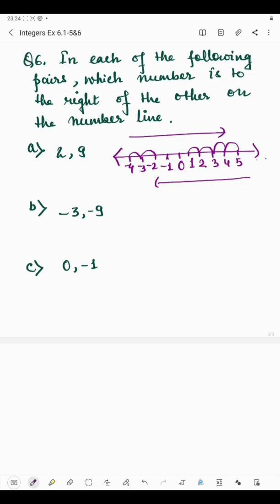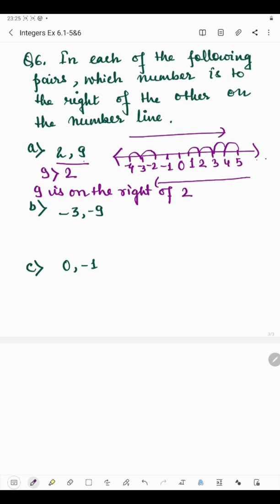on the number line. Like among 2 and 9, which number is greater? 9 is greater. So 9 will lie right of 2 on the number line. So we'll write as 9 is greater than 2. So 9 is on the right of 2.